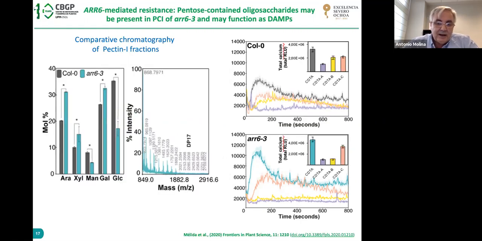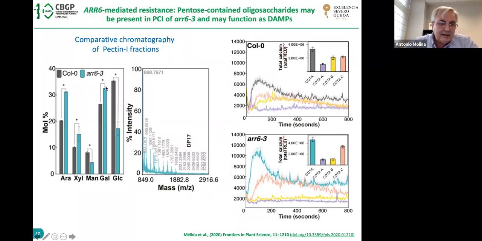And when we analyzed this fraction, which is the most active one, we found that it is enriched in glycans, where the main components are arabinan or xylan, because this fraction was enriched in these two monosaccharides compared to the fraction from the wild type plant.